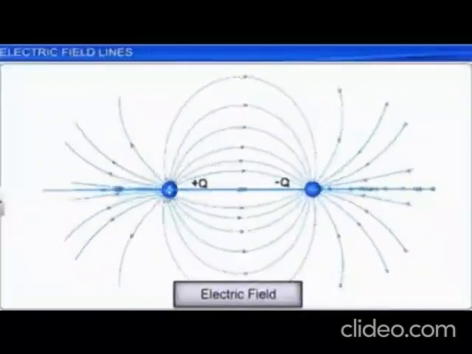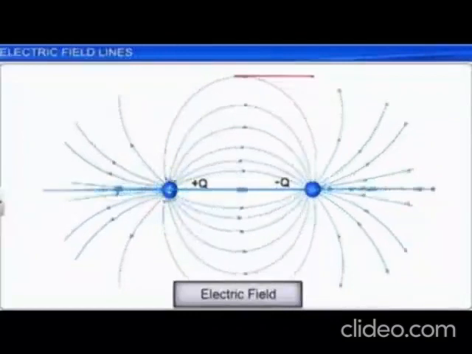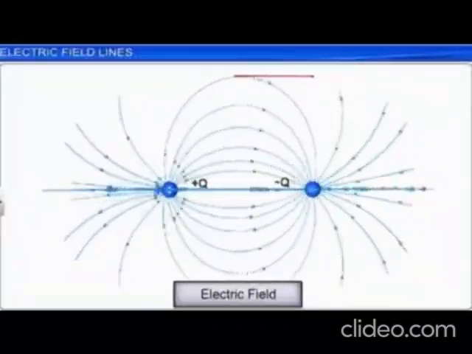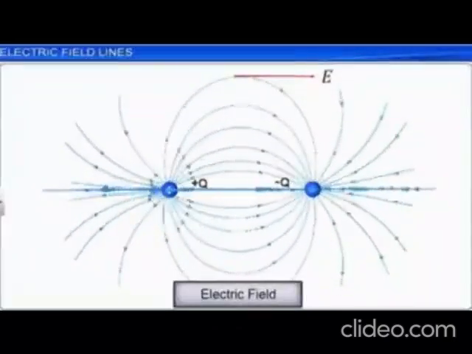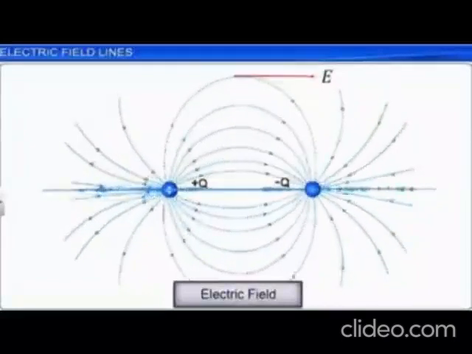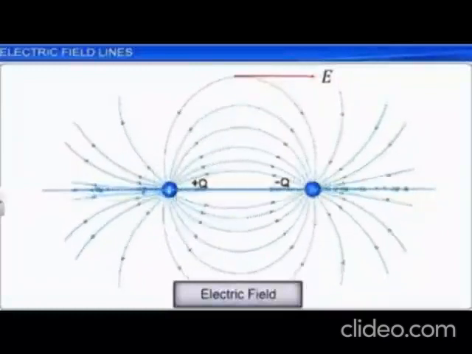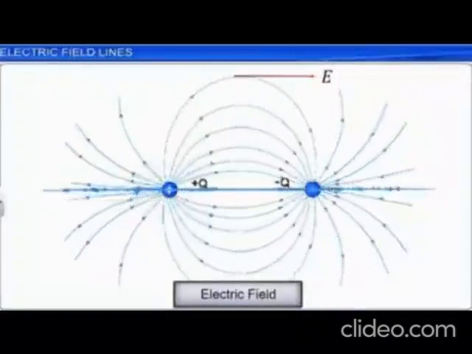The tangent drawn to an electric field line at a point in the electric field gives the direction of the electric field strength E at that point. The direction of the tangent at a point indicates the direction of the force on a unit positive charge at that point, and hence it gives the direction of the electric field strength at that point.